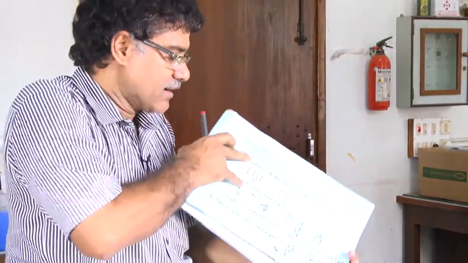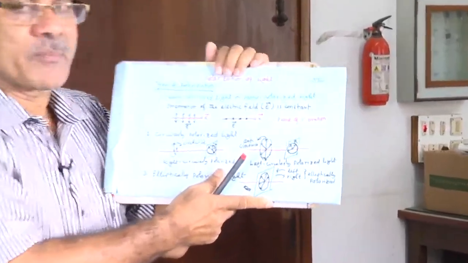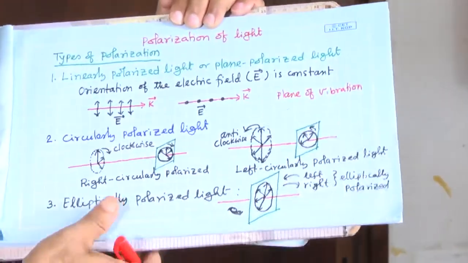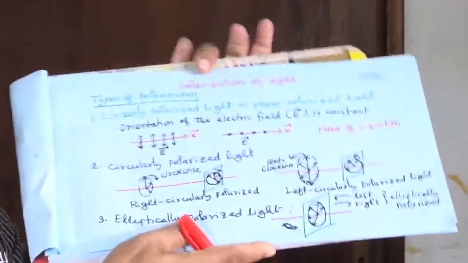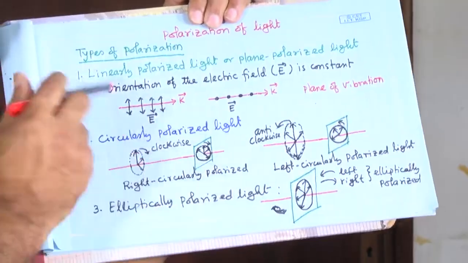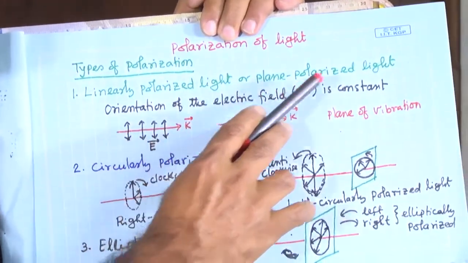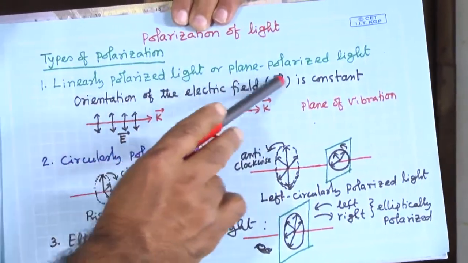Now, unpolarized light, if by some means you can make it polarized, okay, then different types of polarization one can get. So, what are those types? One type is called linearly polarized light or plane polarized light. Okay. Linearly polarized light or plane polarized light.